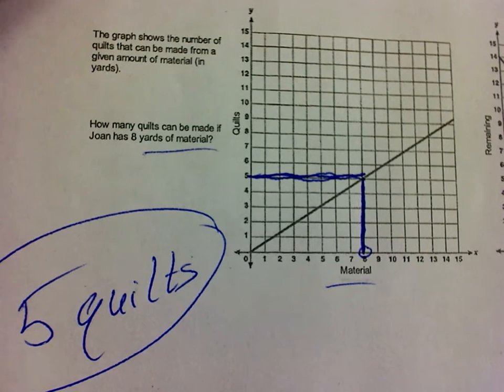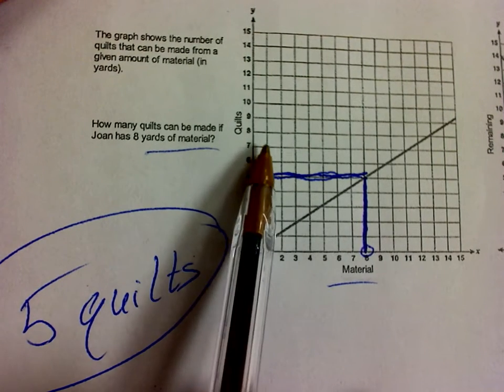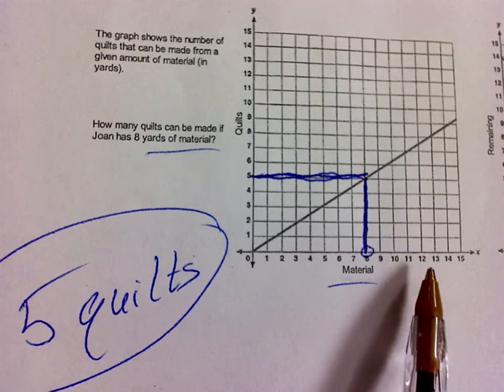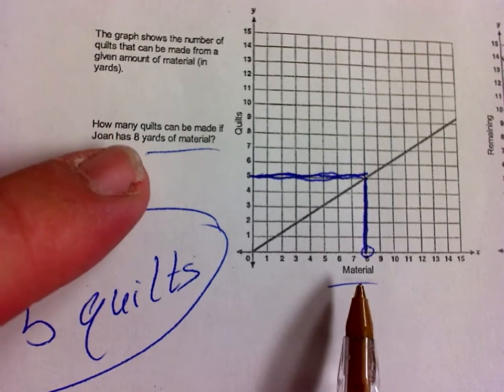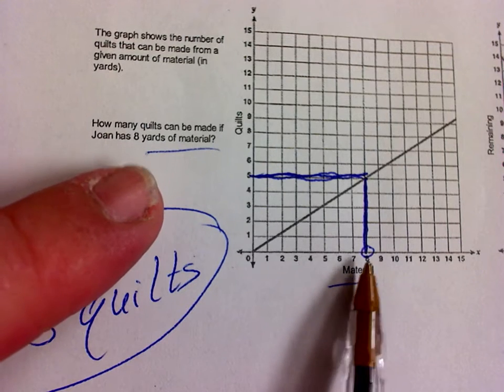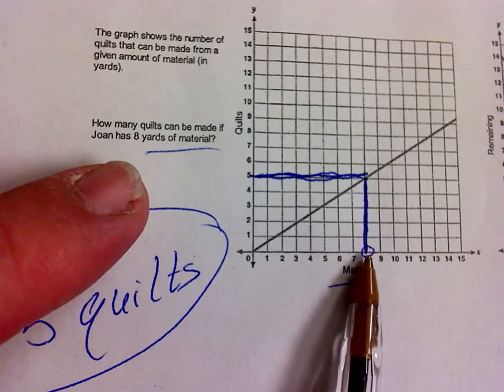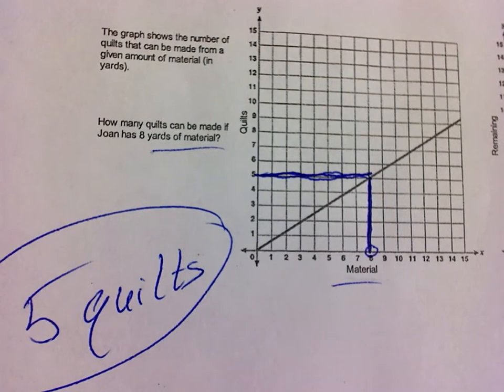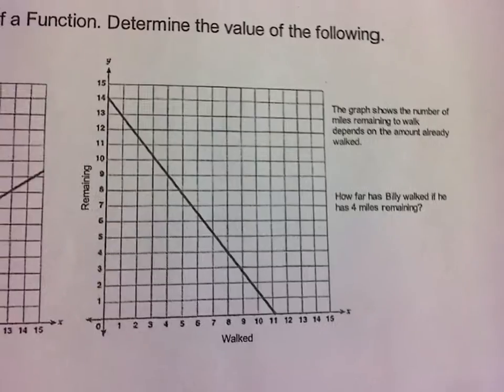Okay, now if we would have gone to 8 on the other axis, we would have ended up, I believe, right over here at 13. Okay, so make sure we're dealing with the correct numbers here. Since we're talking about having 8 yards of material, go to where 8 yards of material exists, which is right here. Follow it straight to the graph, follow it straight over to the other axis. So let's take a look at the next one here.